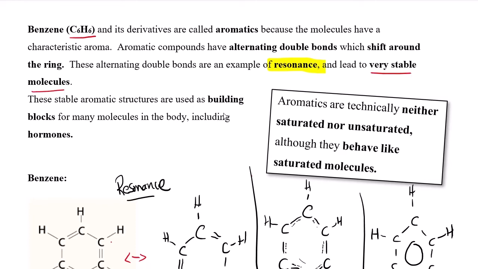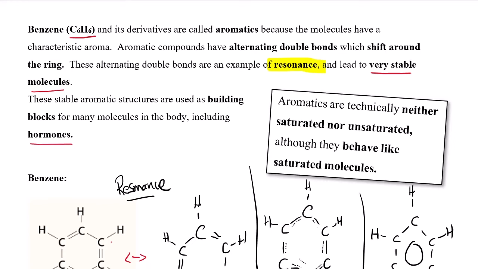And you're going to find lots of aromatic compounds in the body. Because they're very stable molecules, living things have used aromatic structures to build various compounds, including things like hormones in the body.